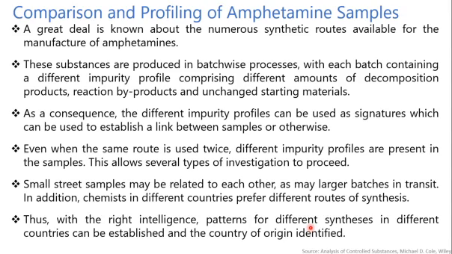Small street samples may be related to each other, as may larger batches in transit. In addition, chemists in different countries prefer different routes for the synthesis. Thus, with the right intelligence, patterns for different syntheses in different countries can be established and the country of origin identified.